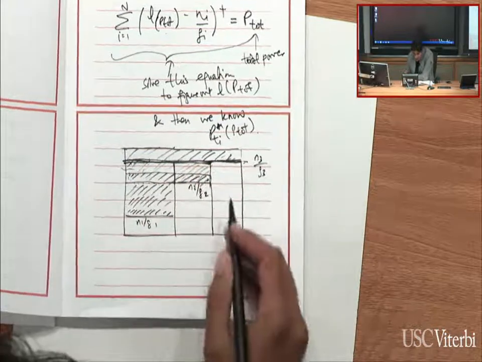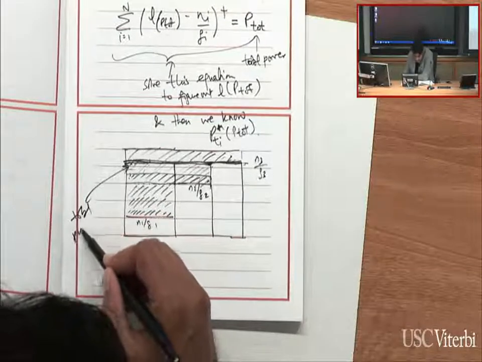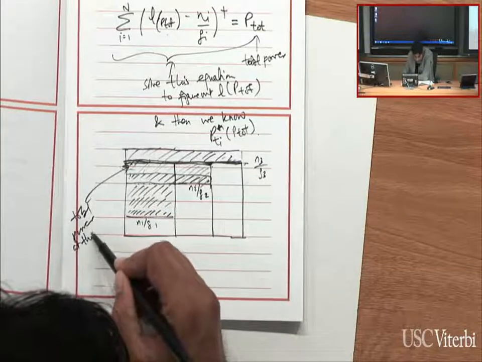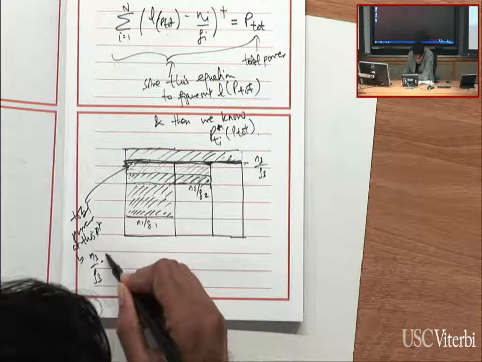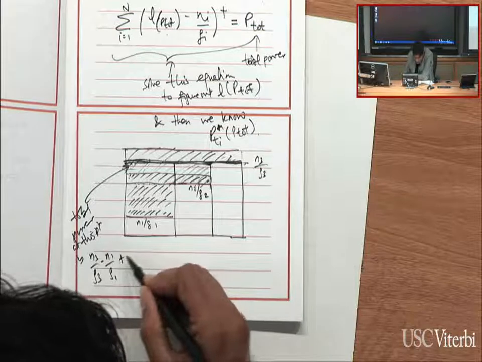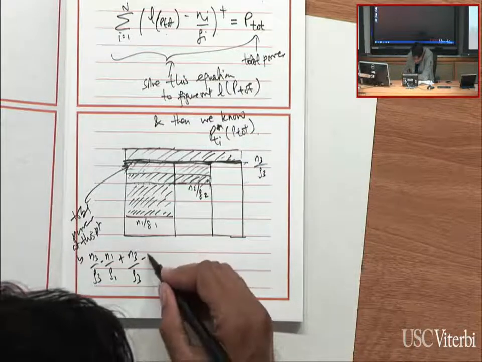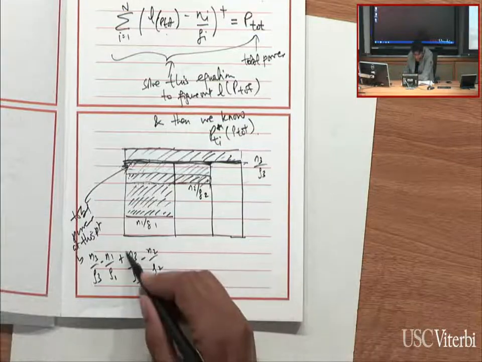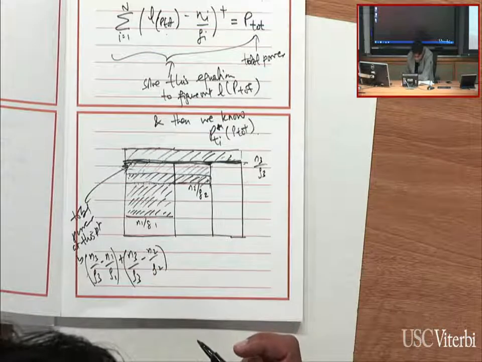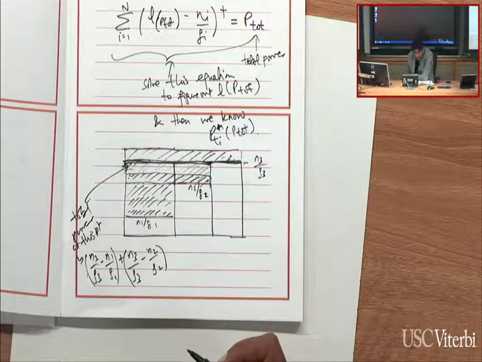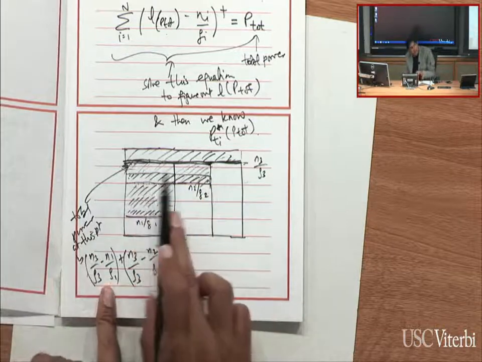So basically, the total power at this point is N3 over G3 minus N1 over G1 plus N3 over G3 minus N2 over G2. So when the power reaches this point, up to that point, it behaves the way we just described.